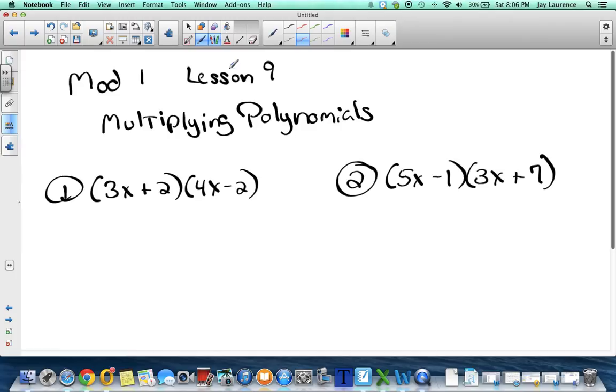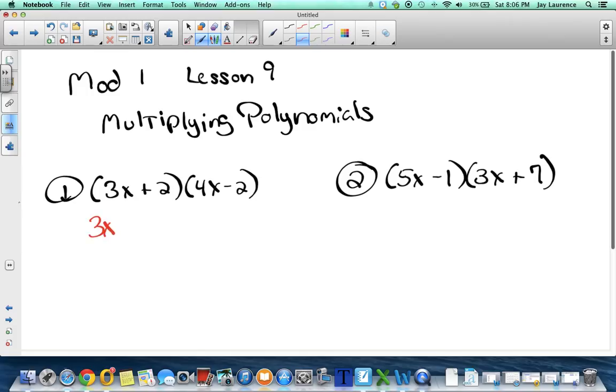Now there's a little F word called FOIL. I haven't decided if I'm going to show you that. It's so essential in algebra. But if you know how to double distribute, you're going to get it anyway. Your teachers next year are going to use the word FOIL. But what I'm going to do is take this quantity of 3x plus 2 and multiply it by the quantity of 4x minus 2. And I'm going to break it up into two problems. See this plus sign? I'm going to break it up.